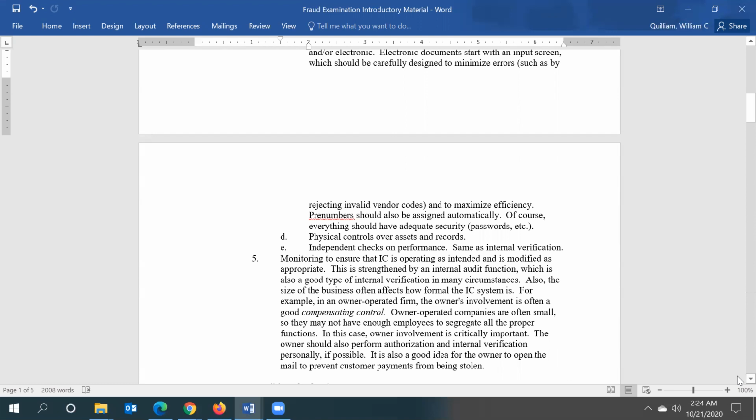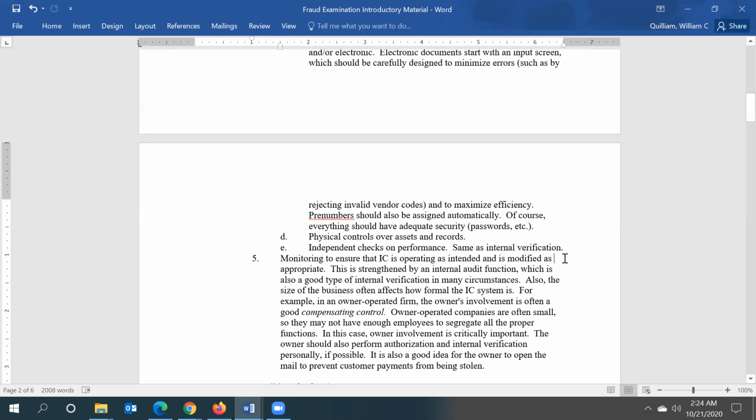Under C, coming to D, physical controls over assets and records. We need to lock them up, protect them from the elements, protect information from unauthorized access, such as by hackers. And then independent checks on performance, we always need those, really the same thing as internal verification.